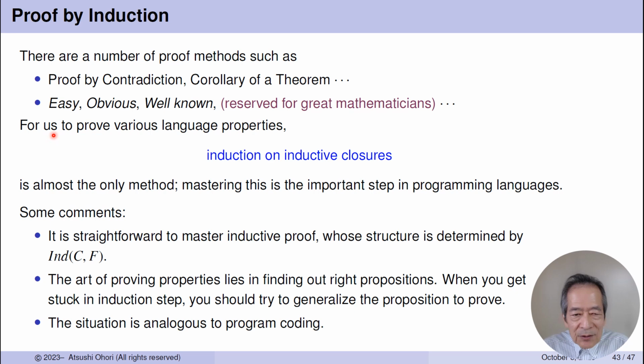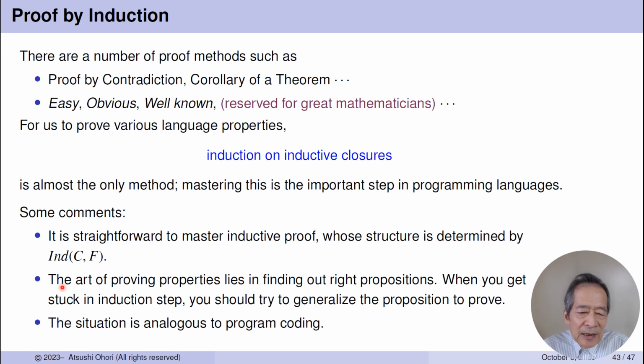Now, for us to prove various language properties, such as typing and so on, induction on inductive closures is almost the only method. So mastering this method is an important step in programming languages. I make some comment. It is actually straightforward to master inductive proof, whose structure is determined by this very definition of inductive closure. But this fact doesn't mean that proving some property is easy or straightforward.